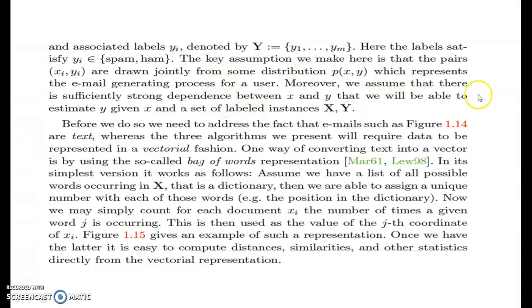Moreover, we assume that there is sufficiently strong dependence between X and Y, which represents the email generating process for a user. Moreover, we assume that there is sufficiently strong dependence between X and Y that we will be able to estimate Y given X and a set of labeled instances of XY. So we need to understand this.